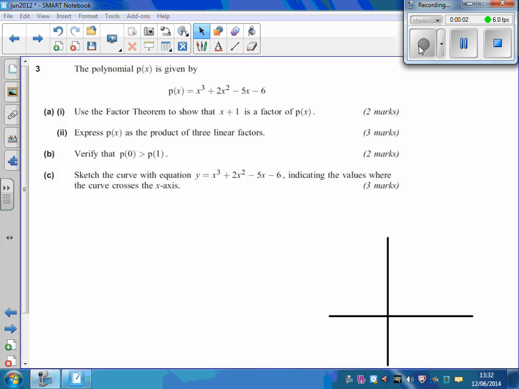This is June 2012, Core 1, the third question. Our factor and remainder theorem question. The first one, talking about a factor. And so what we want to do is throw in, of course, the minus 1. So we're trying to find out what p of minus 1 is.